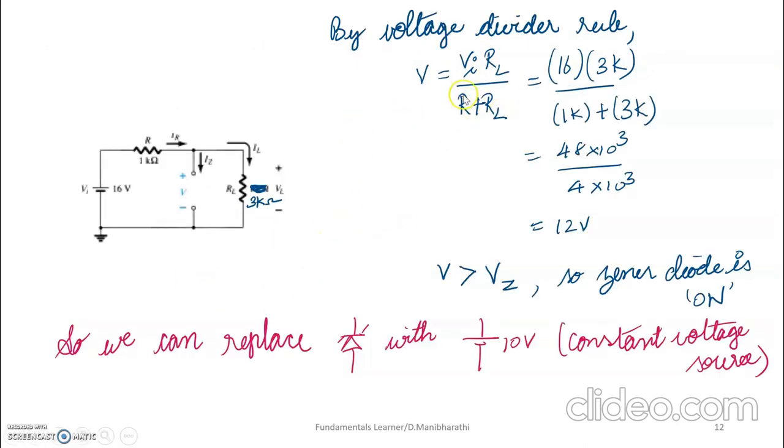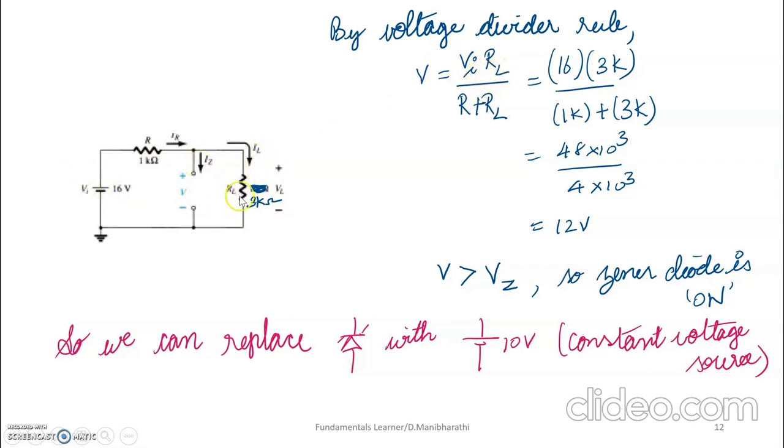Okay, I'm going to apply the voltage divider rule. What does the voltage divider rule say? When two resistors are in series, to find the voltage across a resistance, I can apply the voltage divider rule. So V is nothing but VL. V is equal to the total voltage, that is your VI, times the corresponding resistance.